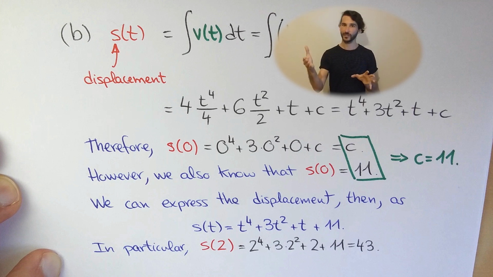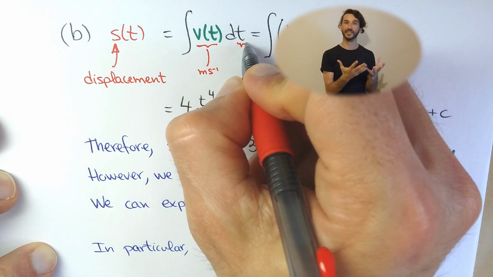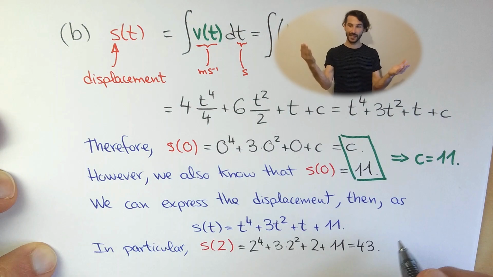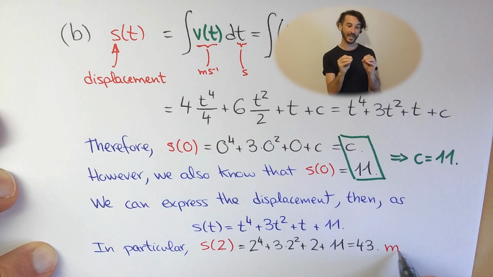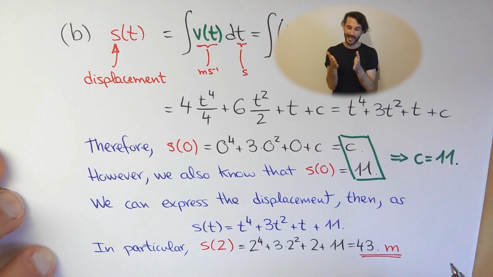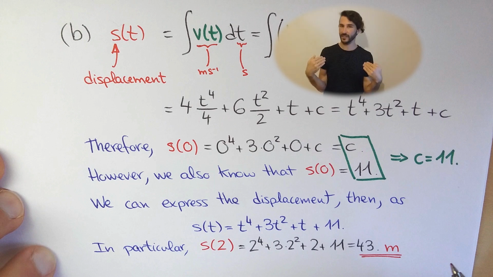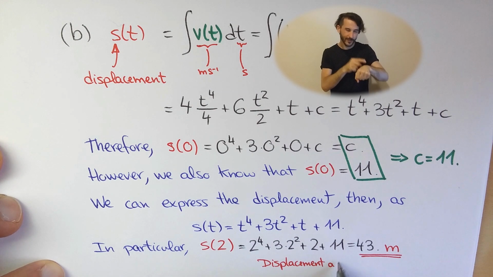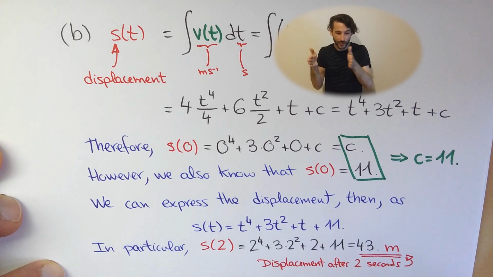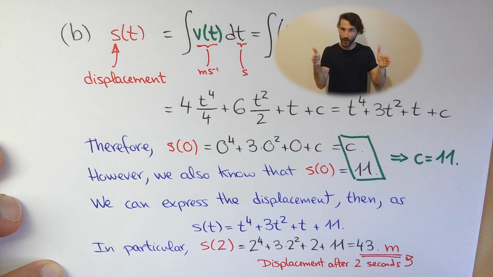Displacement is the integral of velocity. And in this exercise, velocity is given in meters per second, and time is given in seconds. So displacement, the function s of t, must be given in meters. This means that if the initial condition of 11 meters of displacement had been given to us as 1100 centimeters, we should have converted it to meters before doing any computations. Summing up, after 2 seconds, the moving particle is 43 meters away from the origin. Hence, we're done with question B.